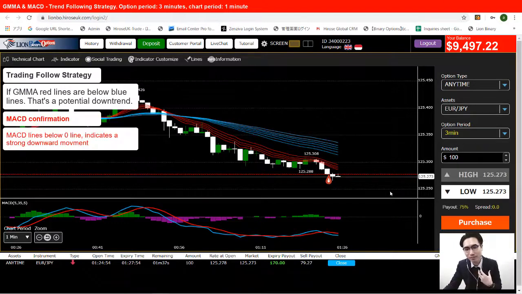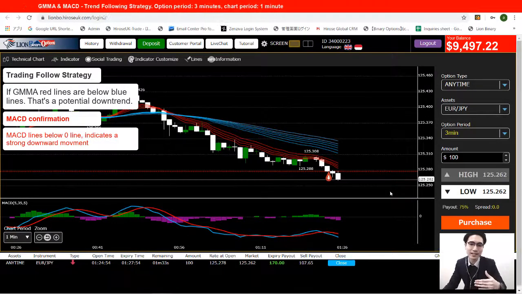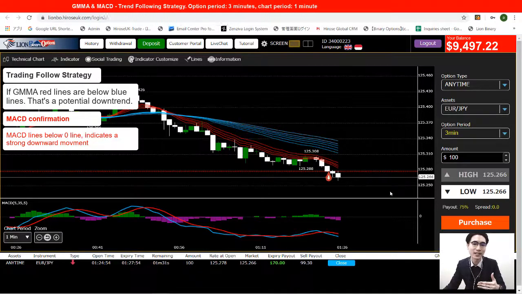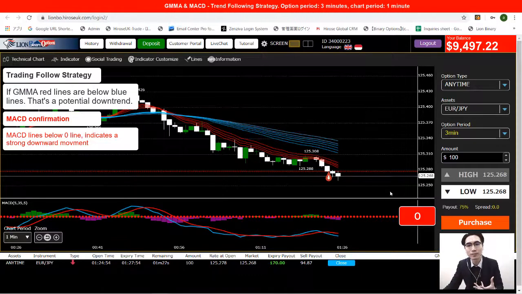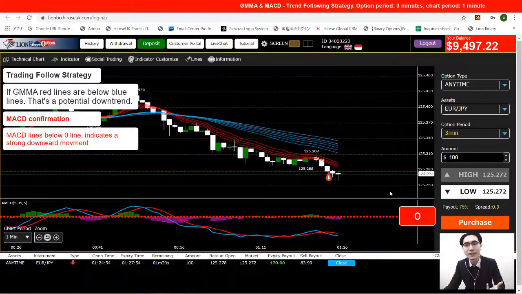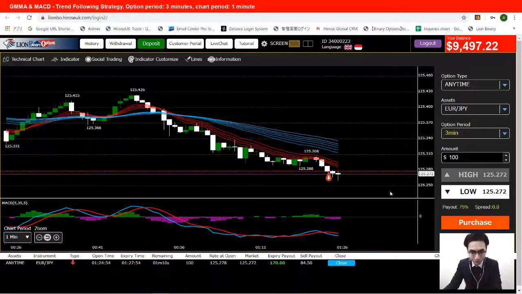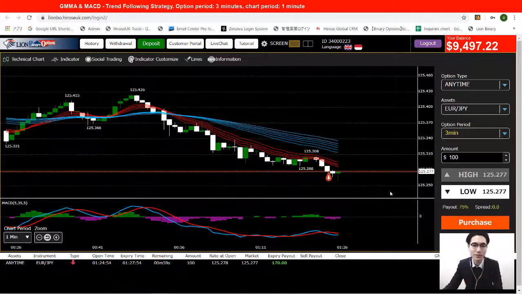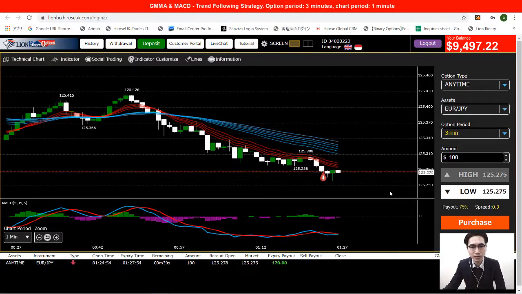To get a better confirmation on that, we move on to the MACD. You see the two lines, the blue and red lines in the MACD, are below the zero line, meaning that the downward momentum is strong. That helps me to identify a better downtrend here. That's why I opened this trade. I will fast forward a bit until the end. I will jump straight to the result and then we'll see how this trade goes.